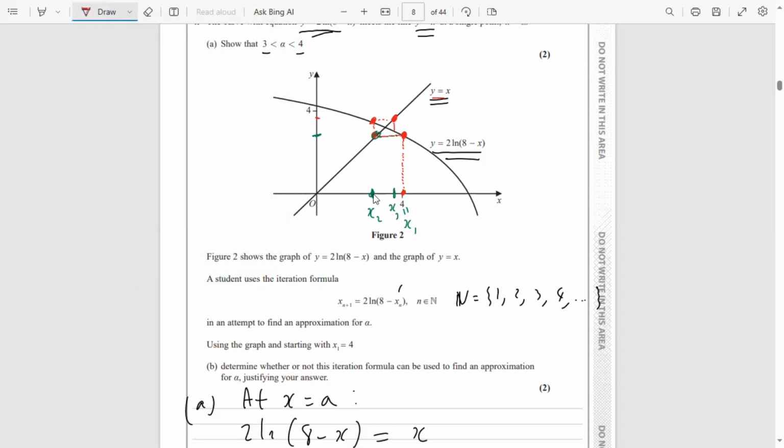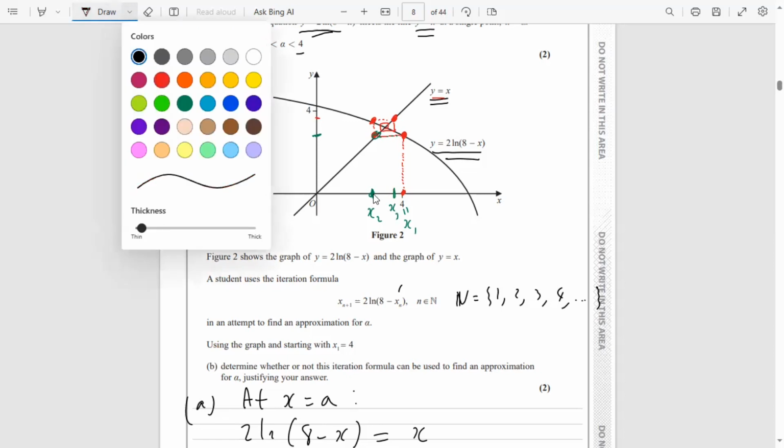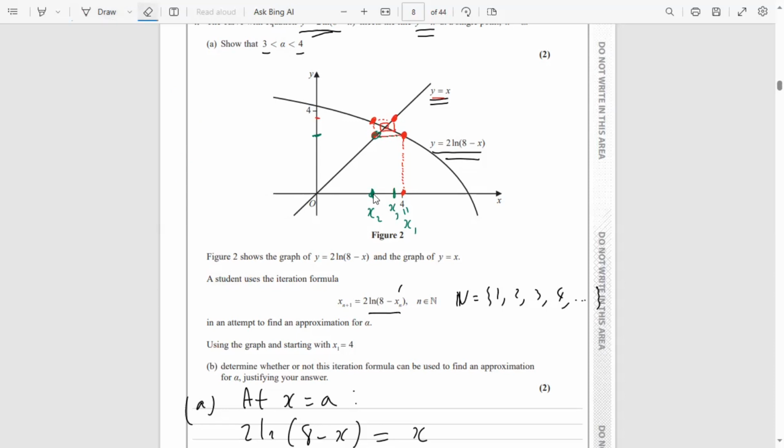We go down to the curve, horizontal along to the straight line, up to the curve, horizontal to the straight line, down to the curve, horizontal to the straight line. Hopefully you can now get the picture. We're converging. Okay, so if we keep on generating this sequence over and over again, plugging the numbers into this iterative formula, the diagram clearly shows us that we're getting closer and closer and closer to the solution, the point of intersection, the x equals A coordinate where they intersect.